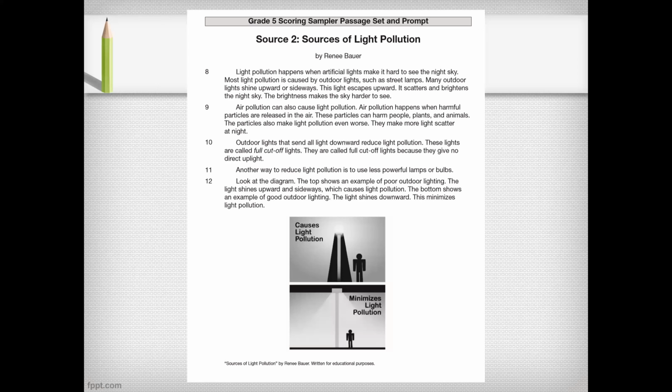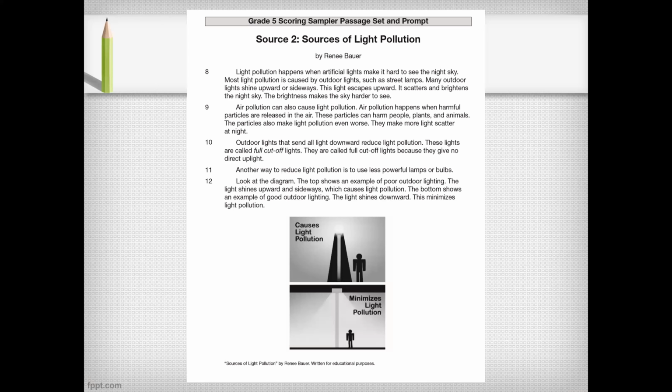Air pollution can also cause light pollution. Air pollution happens when harmful particles are released in the air. These particles can harm people, plants, and animals. The particles also make light pollution even worse. They make more light scatter at night. Outdoor lights that send all light downward reduce light pollution. These lights are called full cutoff lights. They are called full cutoff lights because they give no direct uplight. Another way to reduce light pollution is to use less powerful lamps or bulbs.